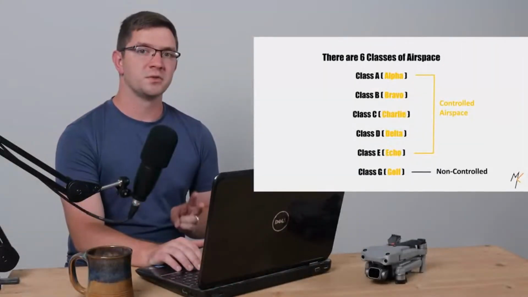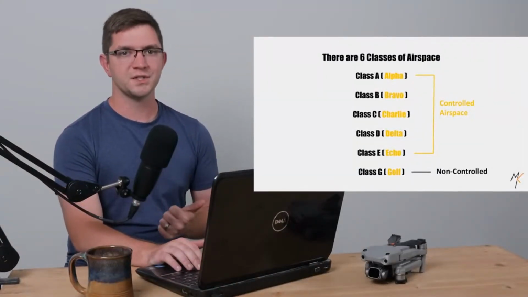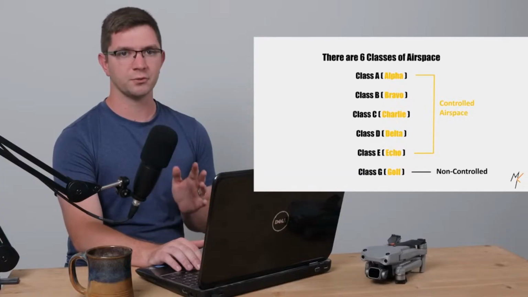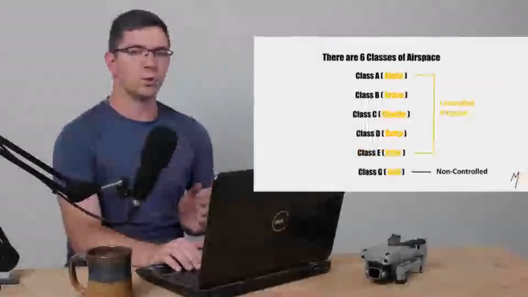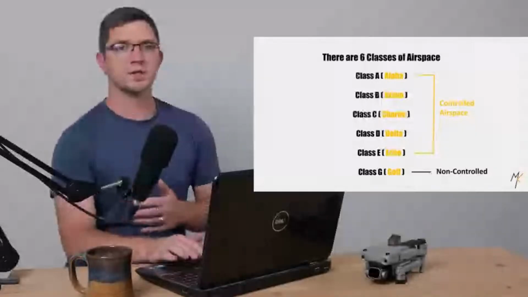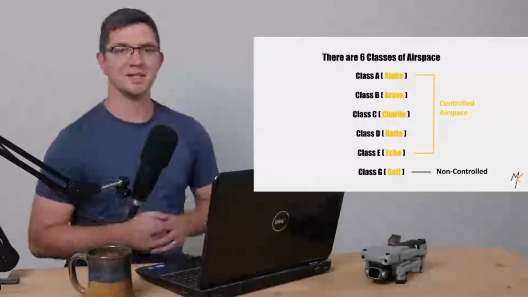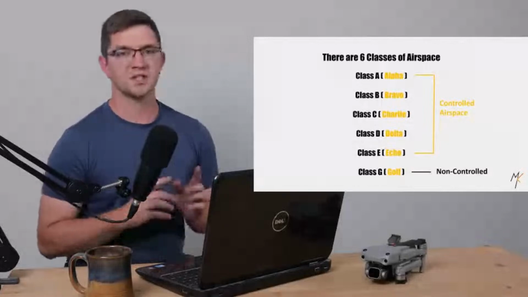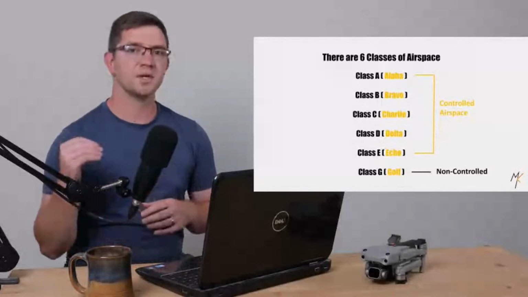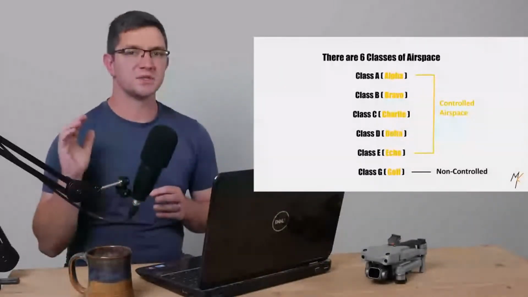There are two types of airspace. You have controlled airspace, and then you have non-controlled airspace. If you're wanting to fly in controlled airspace, that means you're going to need permission from air traffic control prior to launching your drone. If you want to fly in non-controlled airspace, then you don't have to ask permission by ATC at all. Now, the airspace is broken up into 6 classes, starting with Class A airspace all the way to Class G airspace.